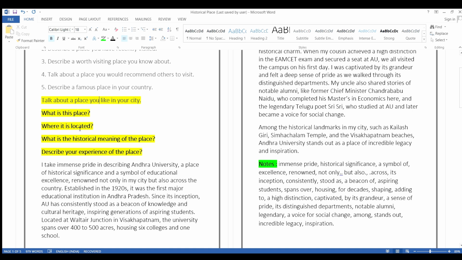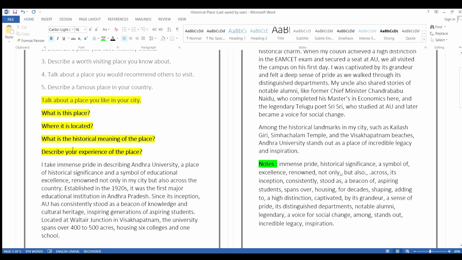Now what is this place? We have described it. It is Andhra University. Now where it is located? As I said, you just not speak about the geographical location. You have to develop the answer. So here we go. Established in the 1920s. Instead of saying the exact year, we go with the years. That is 1920s. Established in the 1920s, it was the first major educational institution in Andhra Pradesh.